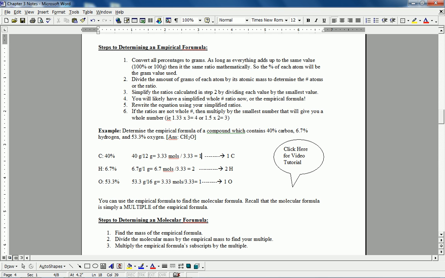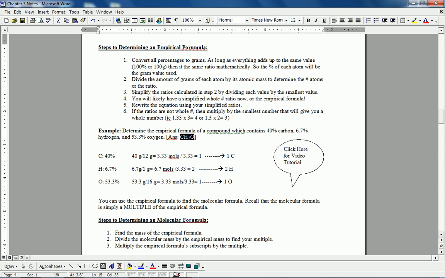Alright, luckily we've got a very simplified ratio, can't get more simple than 1, as I said, and they are all whole numbers, so that's great. Step 4 says you will likely have a simplified whole number ratio, which we do, and that of course is the empirical formula. We'll rewrite the formula now, knowing that we have 1 carbon, 2 hydrogens, and 1 oxygen, and that would mean that our empirical formula is indeed C1H2O1, or CH2O.